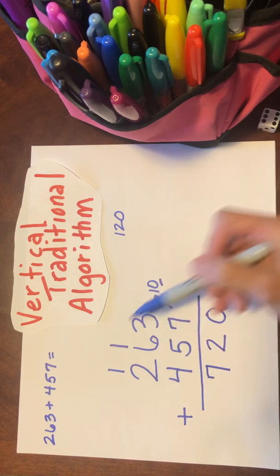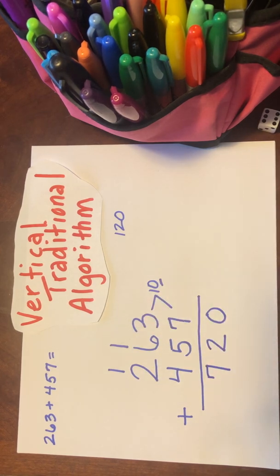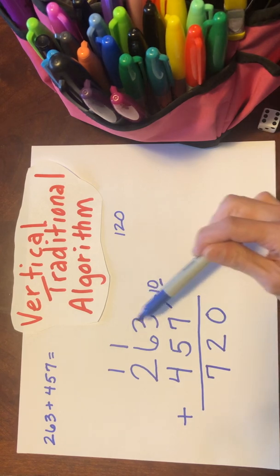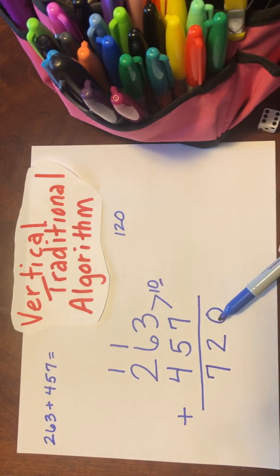And that's shown in a vertical traditional algorithm where there was regrouping involved. And when we regroup, it means that we have too many numbers to go into a place value, so we're going to have to regroup it into the next place value. So that is how you add using the vertical traditional algorithm.